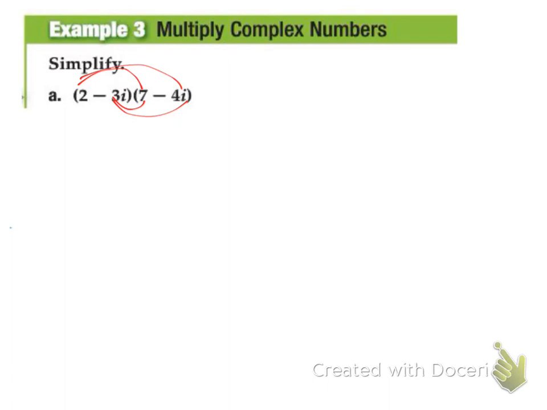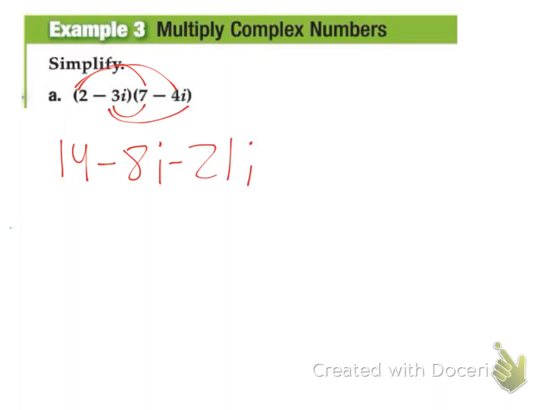I just showed all of my work before I even did anything. When I'm done, you're going to see that. But that's not what I want to see now. I want to see this. 2 times 7? 14. 2 times negative 4i. Negative 3i times 7. And negative 3i times negative 4i.